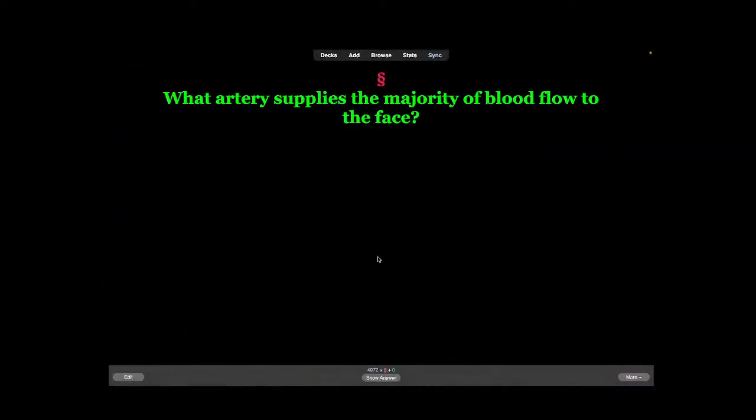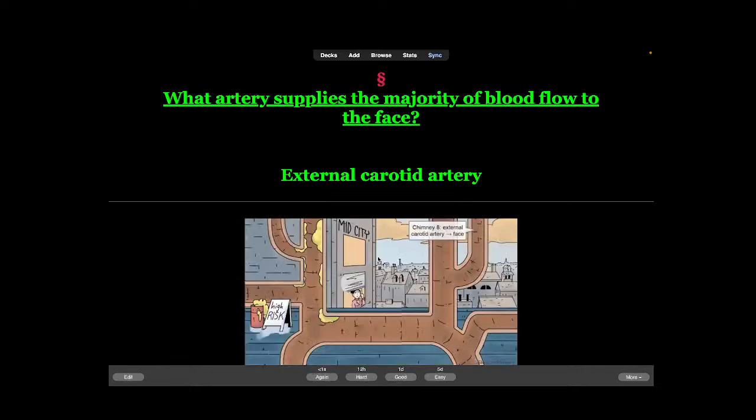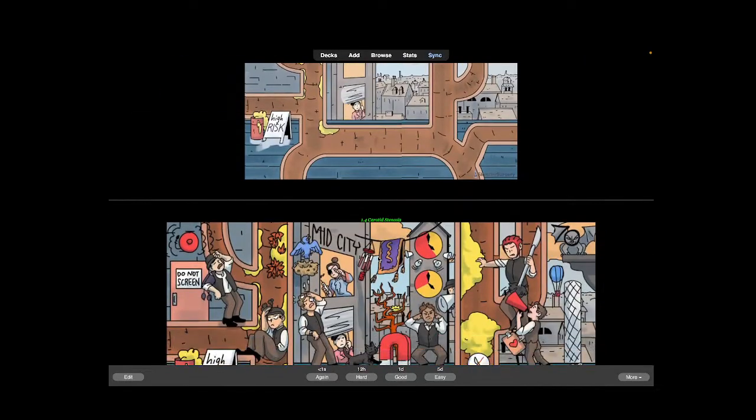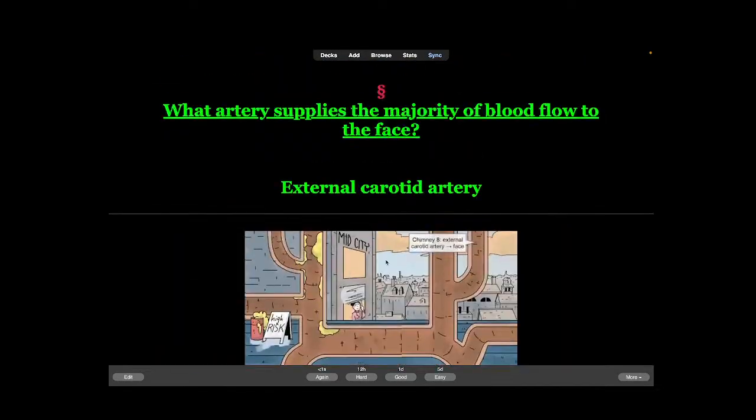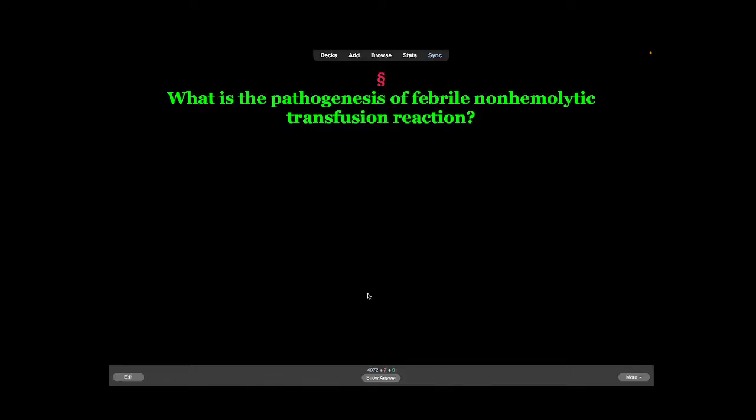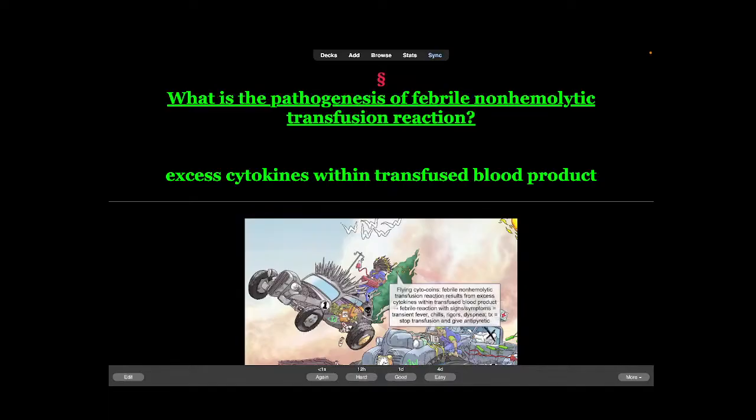So we're looking at which artery supplies the majority of blood flow to the face. So we have to remember external. Carotid is internal, and is it like external? Okay. Pathogenesis of febrile non-hemolytic transfusion reaction: excess of cytokines within transfused blood products. Okay, that's kind of weird.